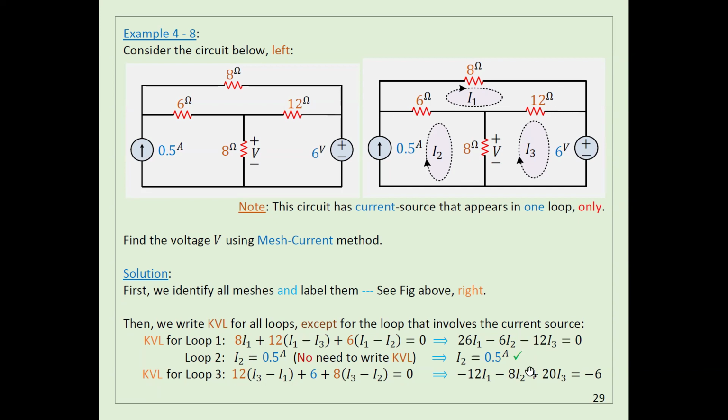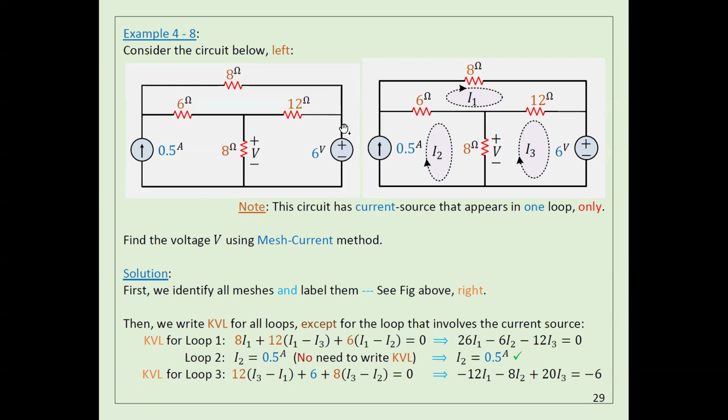So let me tell you the conclusion here. Normally in a case like this one, I need three equations. But because I have a current source here, and the current in this current source is equal to I2, I2 is known, and I only need two equations. Okay.